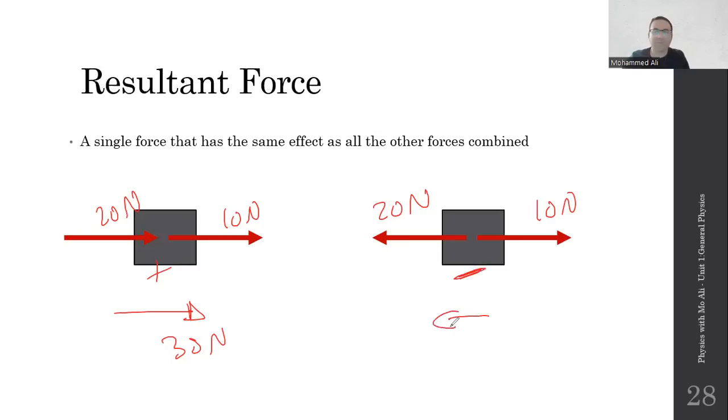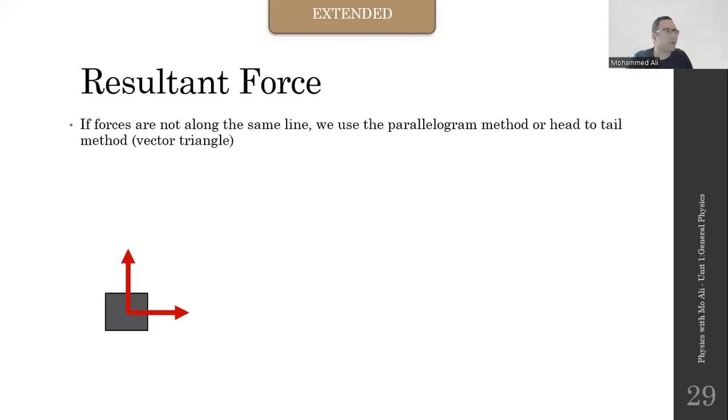So this will give you 10 newtons to the left. 20 minus 10 is 10 to the left. But then things get a bit more complicated when forces are not in the same direction.